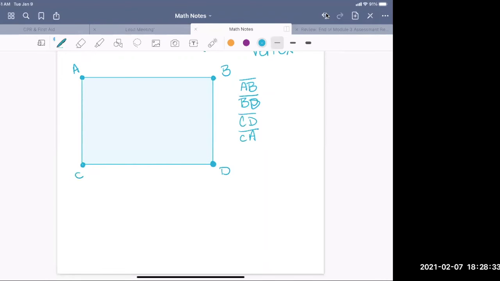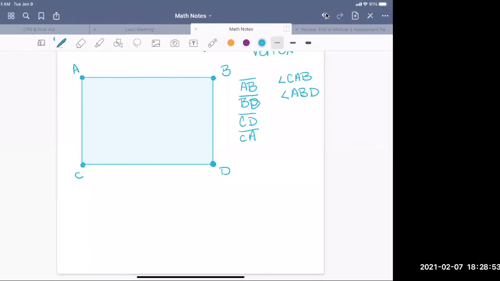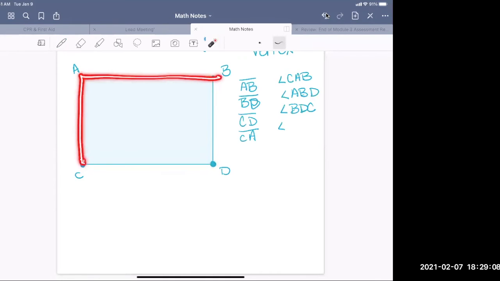Okay, we see angles. CAB, that's this one right here. We can see angle ABD. We can see angle BDC. And we can see angle DCA.